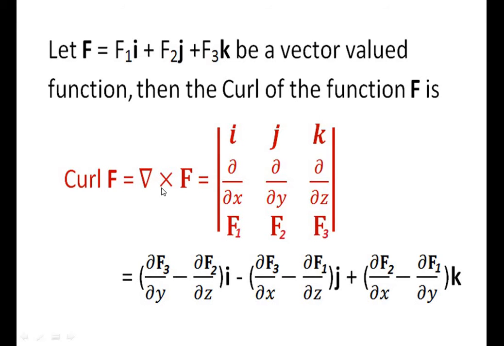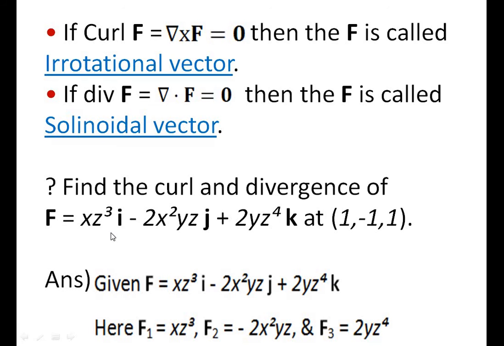Then curl f equal to del cross f, taking the cross product, gives a vector that is equal to (dou by dou y f3 minus dou by dou z f2) i cap minus (dou by dou x f3 minus dou by dou z f1) j cap plus (dou by dou x f2 minus dou by dou y f1) k cap, which is a vector quantity. Listen, curl is a vector quantity and divergence is a scalar quantity.